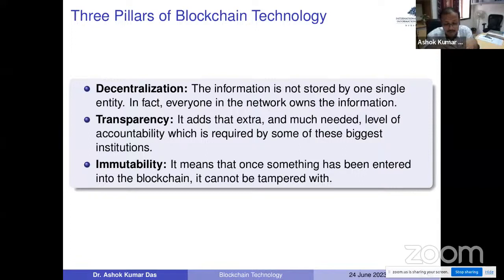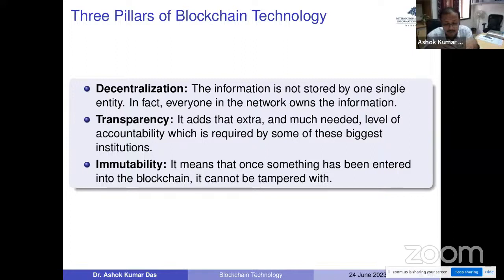The second pillar is transparency. It adds an extra level of accountability, which is extremely needed by the biggest institutions. For example, if we are using it for military applications, healthcare applications, or banking applications, and if we use blockchain technology, all these areas require transparency.